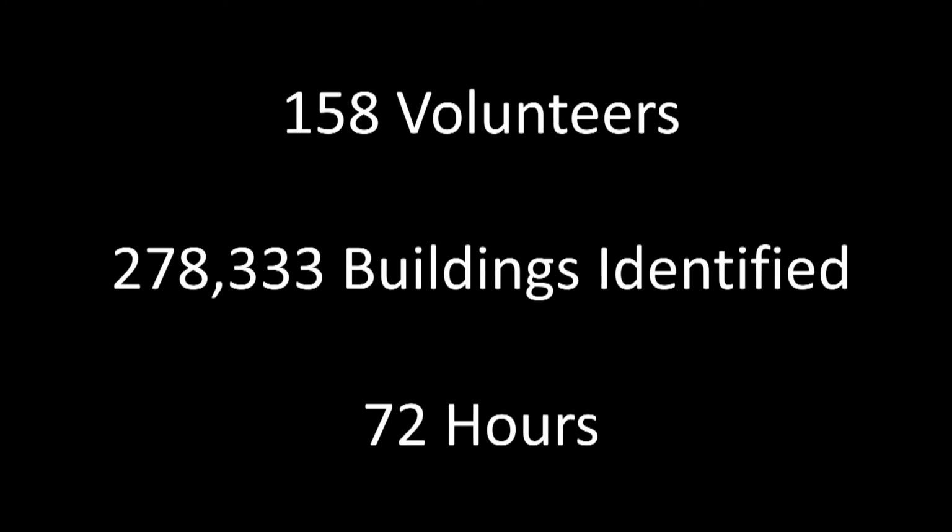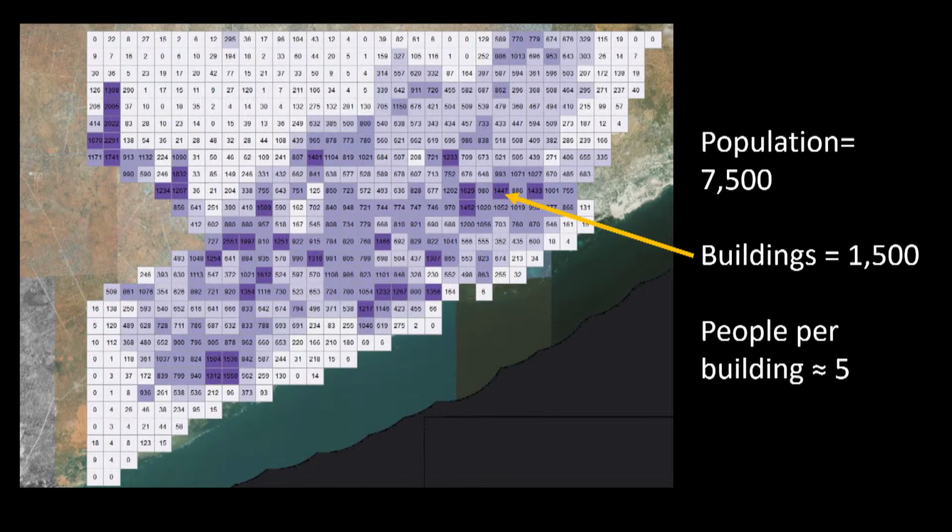Due to the hard work of 158 volunteers, over 270,000 buildings were identified in just a 72-hour period. This helped to quantify the buildings that were in Mogadishu. And per grid square, this was compared to the population count, so we could estimate how many people might be living in each structure.